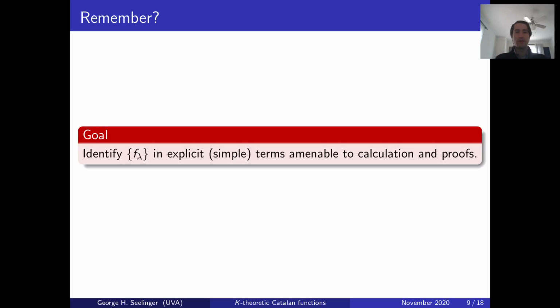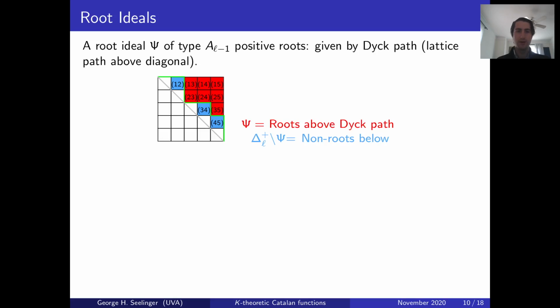But remember, my goal, and the goal of Schubert calculus generally, or one of them, is to identify these representatives in terms that are actually useful to compute and prove things. So in this sense, I would like to propose a new definition that we'll work our way to using K-theoretic Catalan functions. So to work with Catalan functions, generally we need a notion of something called a root ideal.